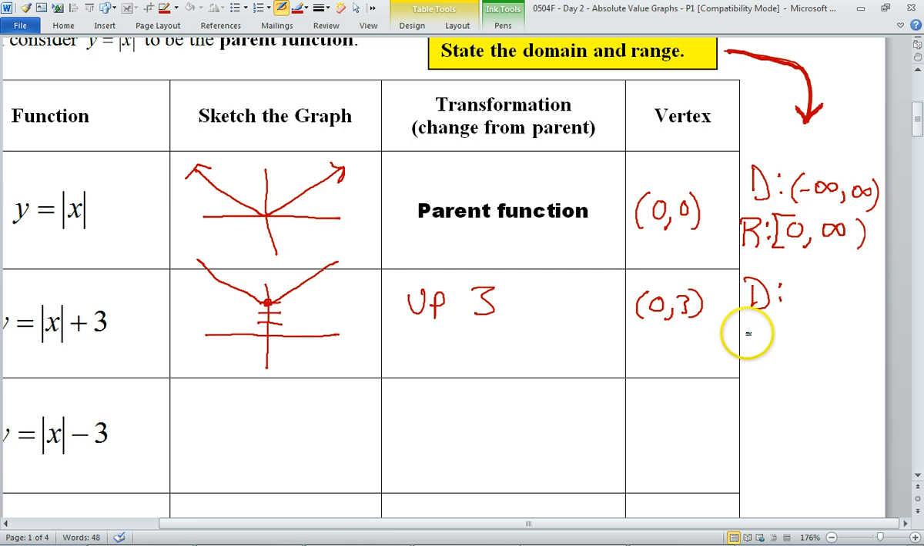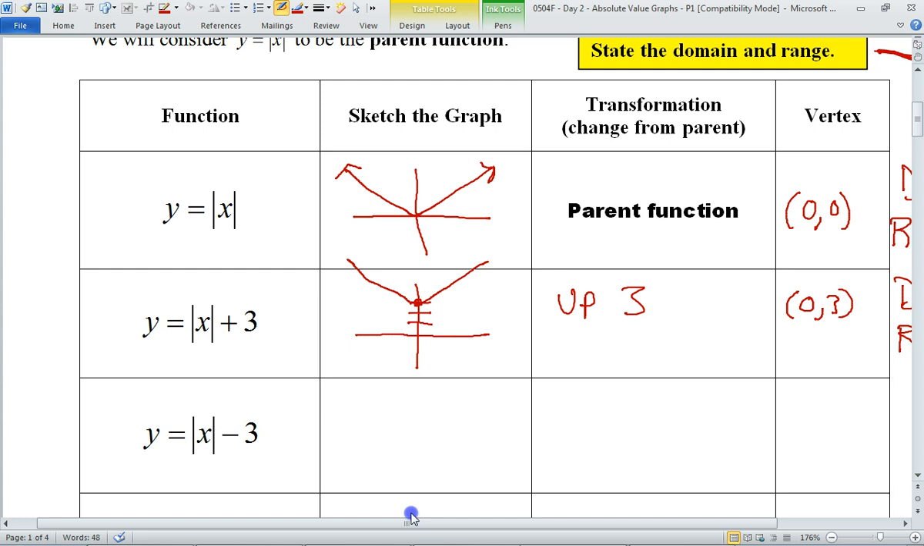Okay, Denzel. Now I'm going to save you for the range. Yvonne, can you tell me the domain? Yeah, again, it's negative infinity to positive infinity. It still goes left and right forever. Denzel, talk to me about the range, brother. Sure, it's going to be 3 to infinity, because it starts at 3 and goes up from there. Okay? All right.